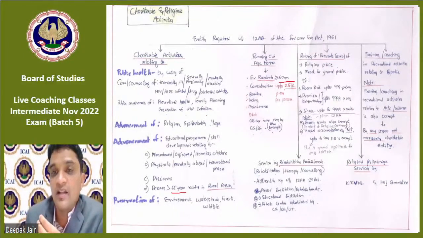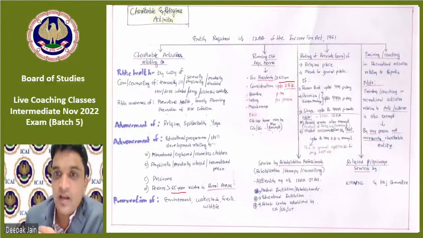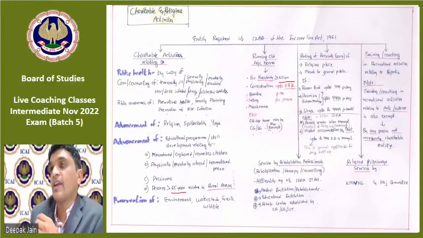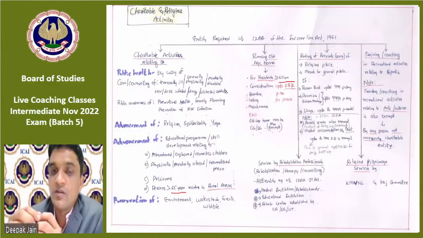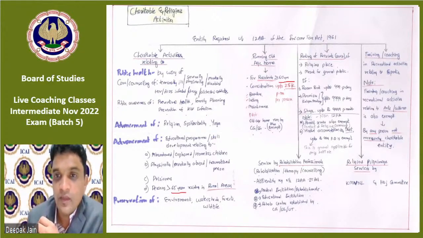Okay. So the other kind of exemption is renting of premises of a religious place meant for the general public, if room rent is up to 999 per day, premises for Kalyana Mandapam up to 9,999 per day, and shops up to 999 per month. Okay, so 999 is the number. Up till that it is exempted. Anything above that will become taxable. Further, Pandit services are also exempted. Now, this need not be a 12AA unit.